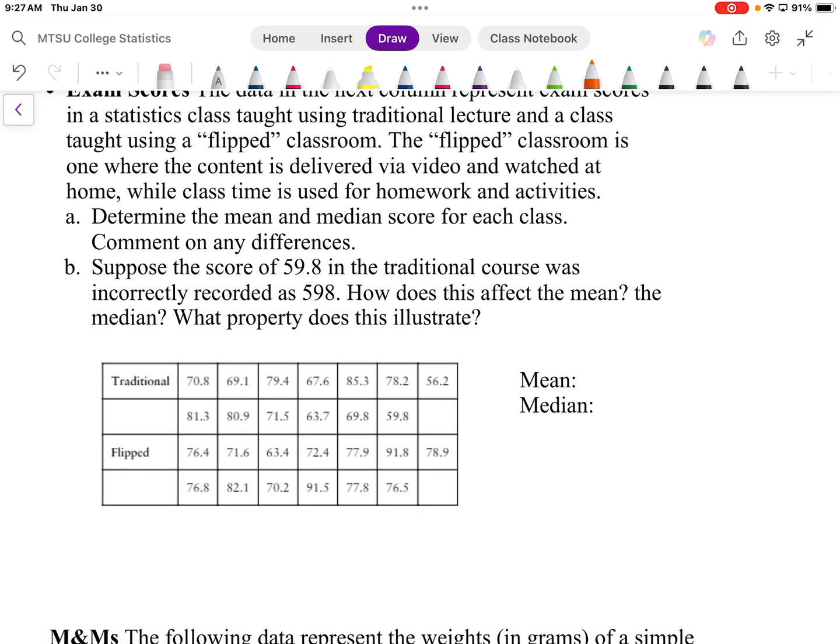They want us to go through and determine the mean and median and comment on the difference. And then they ask, okay, what happens if we didn't type in the 59.8 score and we actually typed it in as 598? How would that affect the mean? How would it affect the median? So let's do that. Let's put the traditional scores in L1. And let's see what the mean is when correctly done.